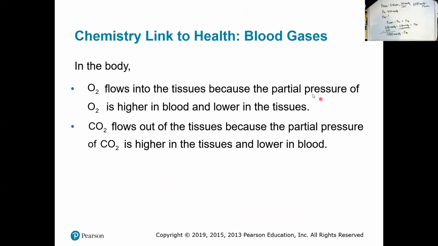If you want to look at the partial pressure and what's happening, why is oxygen flowing into the tissues? Because the partial pressure of oxygen is higher in the blood and it's lower in the tissues. And so you have that. Think about it like diffusion. Okay, it's not exactly the same thing, but you can get an idea of how it's working if you think about it like diffusion.